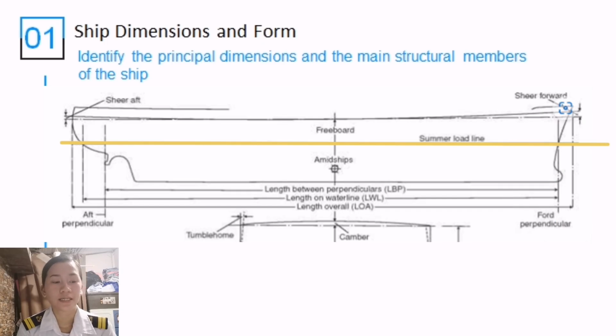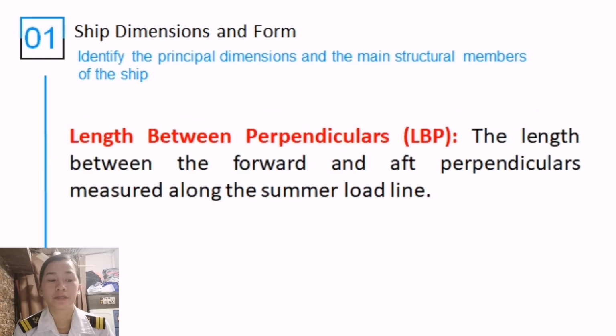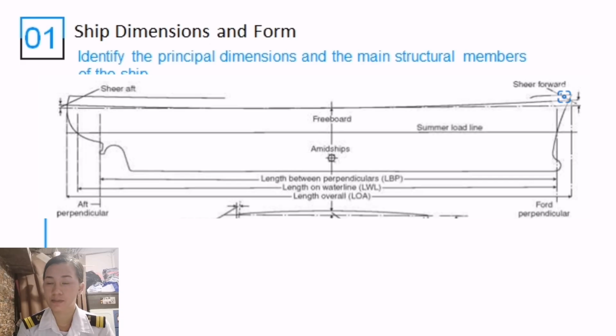Okay. So next we have our length between perpendiculars. This is the length between the forward and aft perpendiculars, measured along the summer load line. The summer load line is a horizontal line, so the length between perpendiculars must be horizontal because it is measured along the summer load line. It is measured from the forward perpendicular to the aft perpendicular.